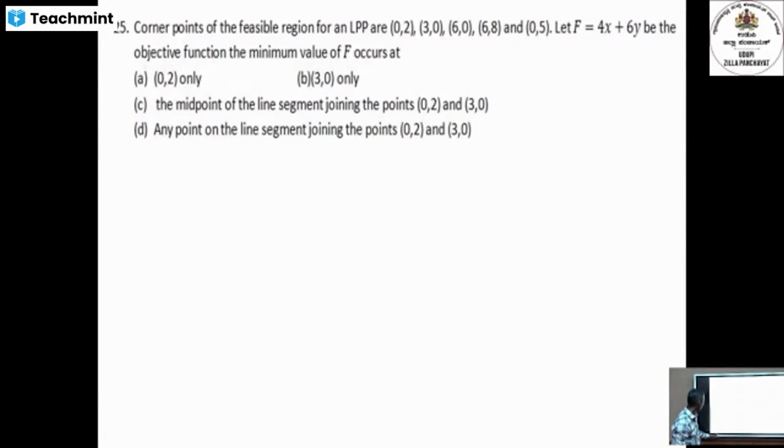We will come to this 24th problem later because it's quite lengthy. So 25: the corner points of the feasible region of the LPP are (0, 2), (3, 0), (6, 0), (6, 8), (0, 5). The objective function f: the minimum of f occurs at?